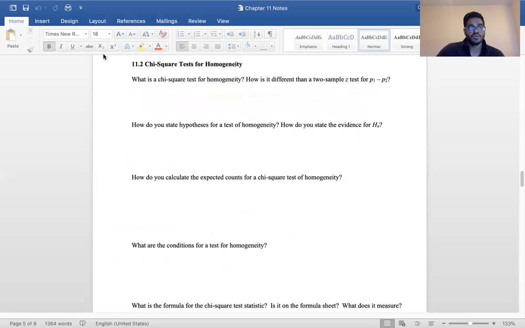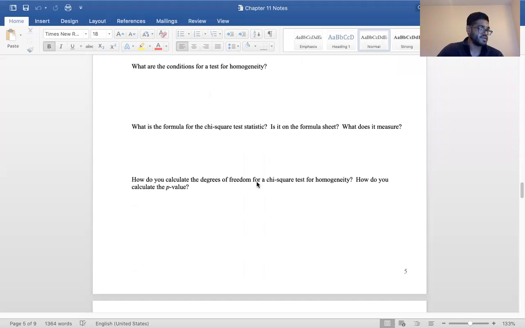What's the equation? Okay, the nice thing here is that it's the same as the goodness of fit. So you have chi-square equals observed minus expected, quantity squared, all over the expected value. And then you take the sum of all those. And again, this is on your formula sheet.